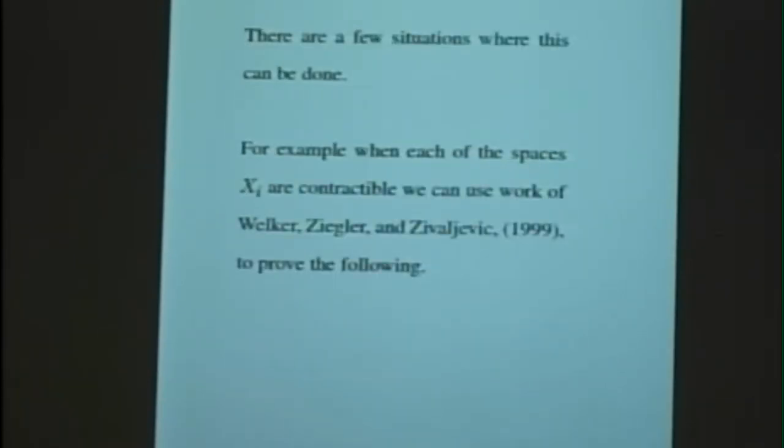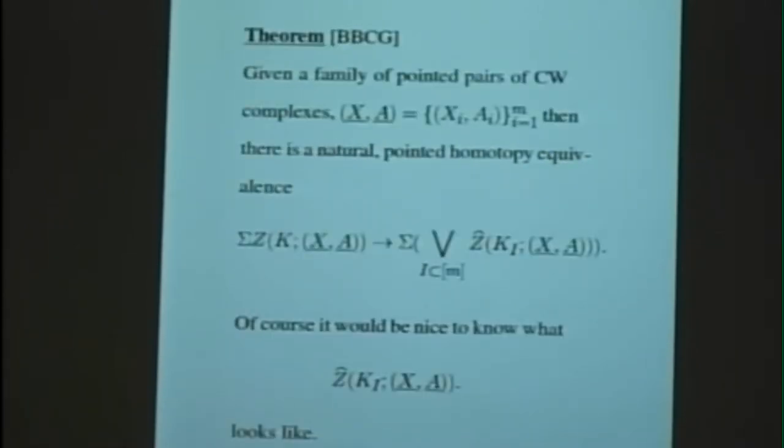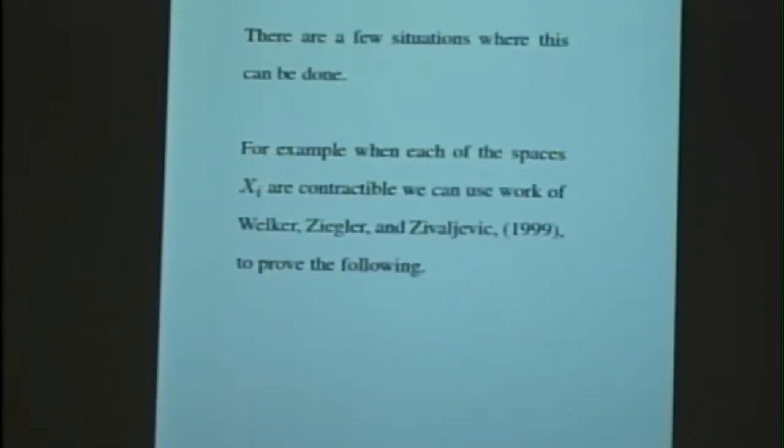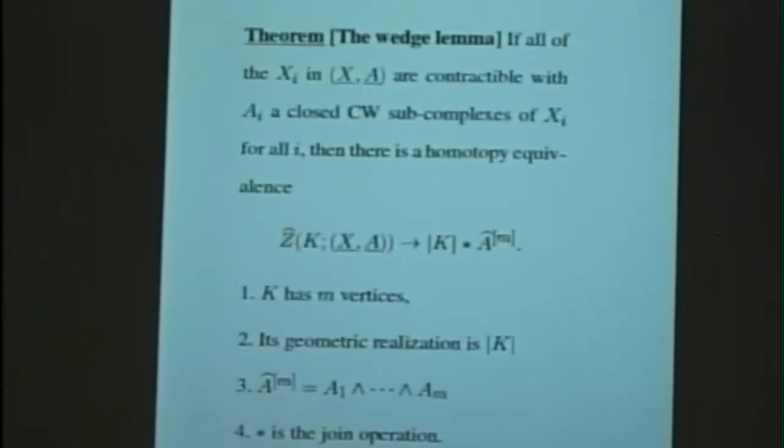So when the X_i's are contractible, remember the X_i's are the first variable in the pair, we can actually describe Z hat completely. This is called the wedge lemma. The Z hat for (K; X, A), where the spaces are varying, is the geometric realization of K joined with the smash product of all the A_i's, one for each of the vertices. And that is very useful, since it gives us a lot of information about the cohomology of the moment-angle complex.